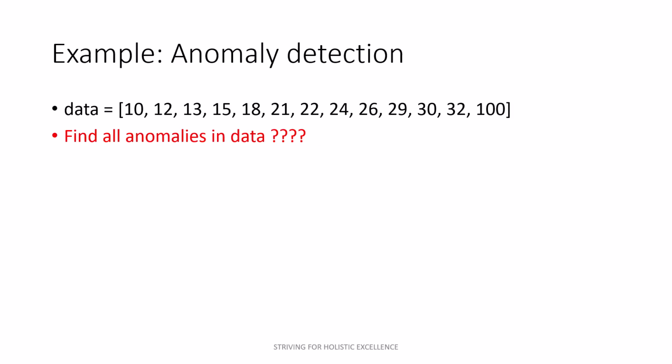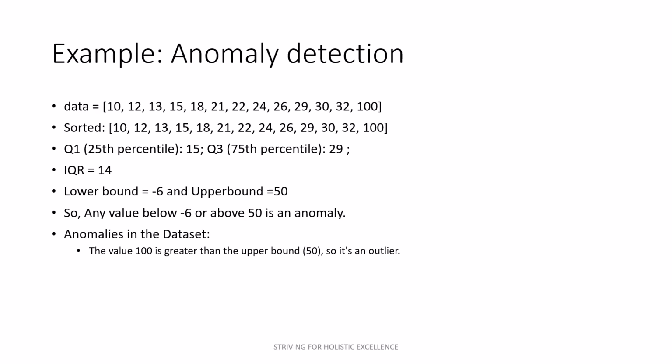So this is the data. It's already arranged in ascending order, which makes our life easy. We have 10, 12, 13, and it goes on like that till 30, 32 and 100. The question is to find all the anomalies in the data. Okay, so first of all, find Q1. For finding Q1 and Q3, I'm not going to repeat the same steps again.